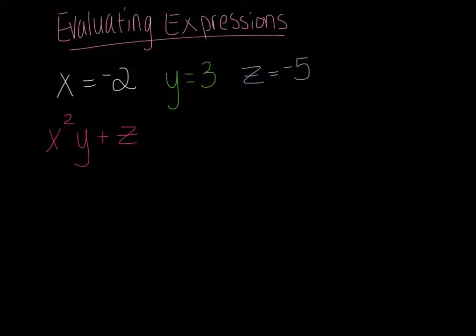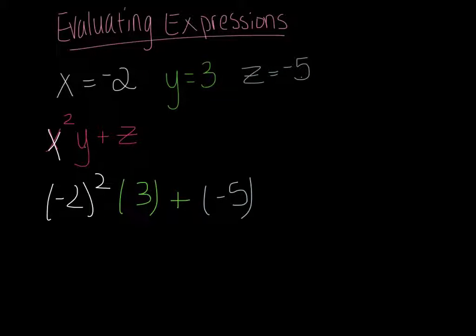So here's what we need to do. Let's start by taking each of the values that we know and we substitute them in for the variable that we see in the expression. So instead of x, I'm now going to use -2. So I'm going to do -2 squared. And now instead of y, I'm going to use 3. All right, and instead of z, I'm going to use -5. So I just replaced x, y, and z with their values that were listed up above.